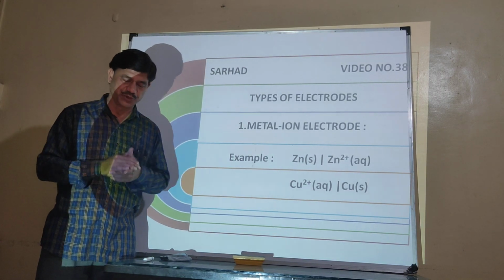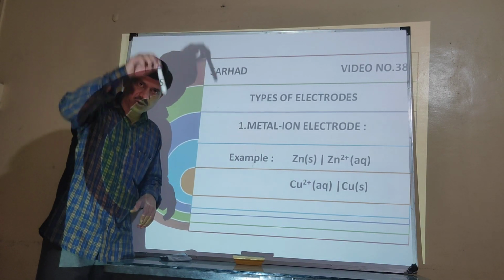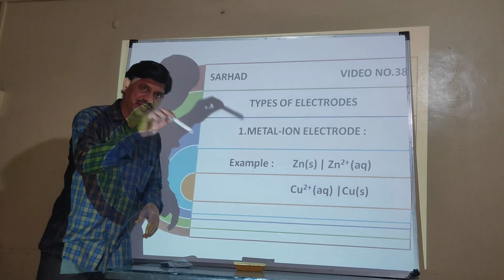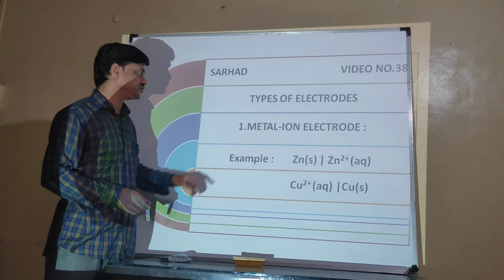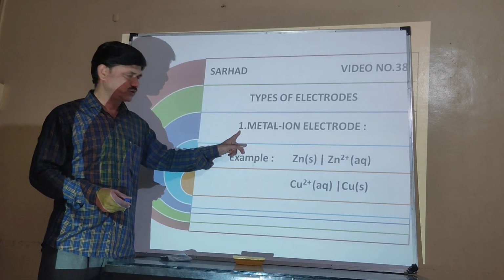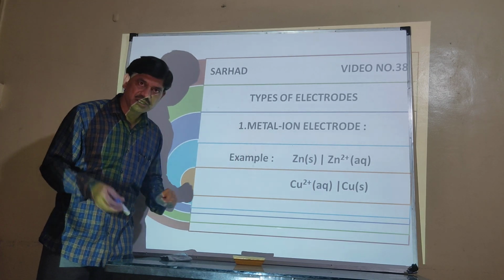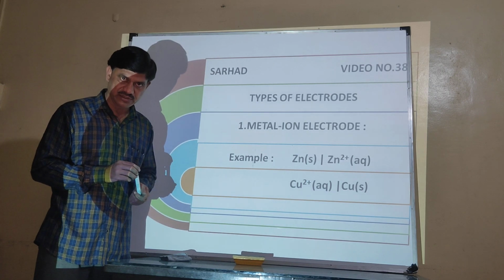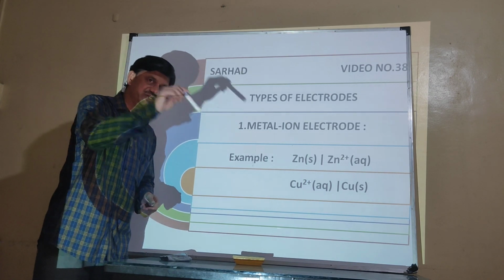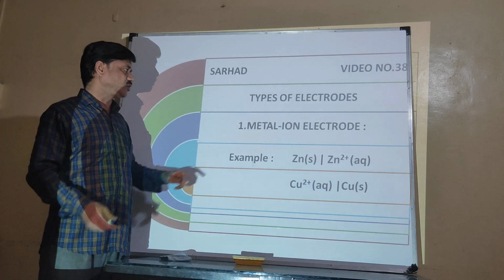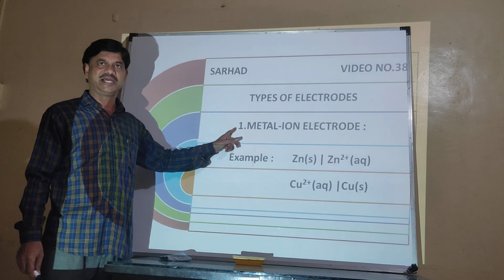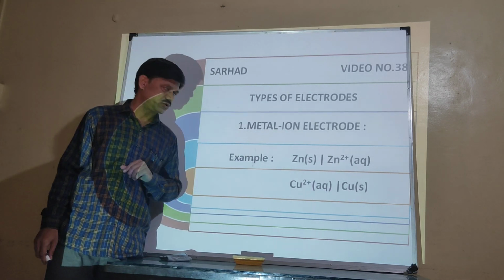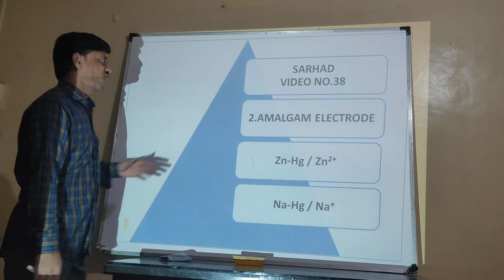So how to construct the definition for metal ion electrode? That construction in which a metal rod is dipped in its ionic solution is called a metal ion electrode. What is the example? A zinc rod in direct contact with Zn+2 ion, meaning a zinc rod dipped in zinc sulfate solution. That constitutes what type of electrode? Metal ion electrode. Check the next one.